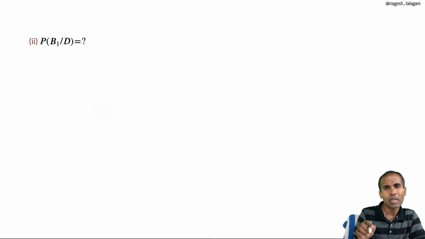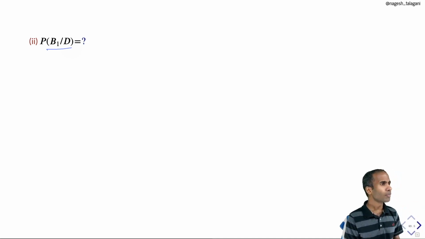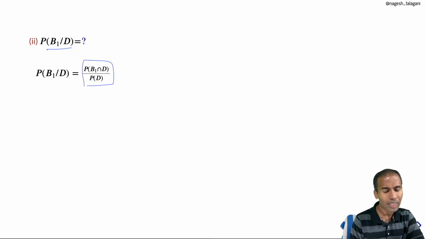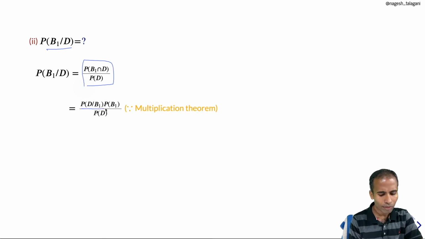Now let us try to answer question 2. In question 2, the randomly selected IC is found to be defective. Then what is the probability it was supplied by supplier B1? That is, we are precisely interested in the probability of B1 given D, the probability that a randomly selected IC comes from supplier B1 given that it is defective. By the definition of conditional probability, we can write the probability of B1 intersection D divided by the probability of D. Now again, applying the multiplication theorem in the numerator, we can write the numerator as the probability of D given B1 times the probability of B1.